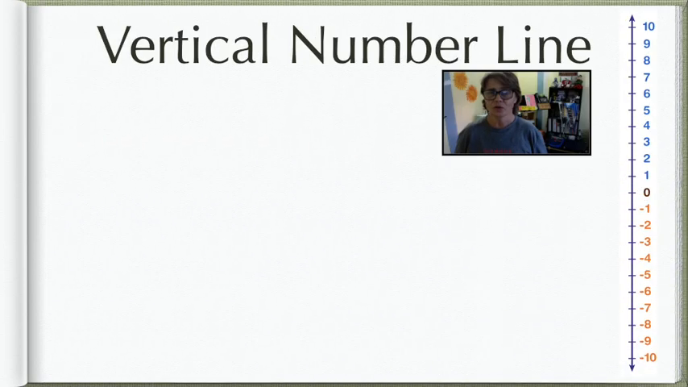So here's our vertical number line model. And sorry, the numbers on my vertical number line, I want the positives to be red and the negatives to be blue, but I couldn't find one that was like that. We are going to be representing positives as red and negatives as blue, and we'll just roll with it.